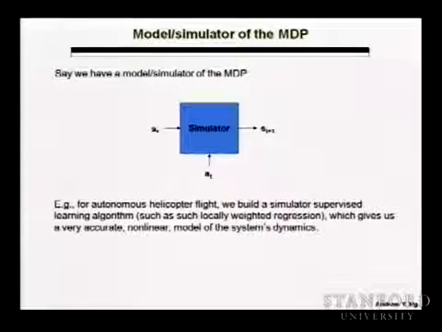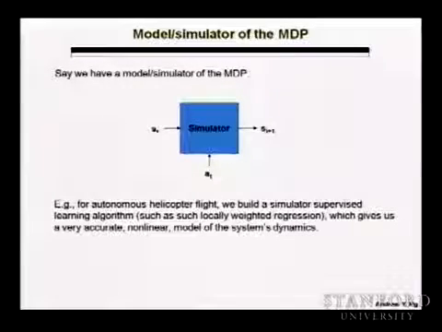So for example, for autonomous helicopter flight, you build a simulator using supervised learning, an algorithm like linear regression or locally weighted linear regression, so you can get a nonlinear model of the dynamics of what S_{t+1} is as a random function of S_t and A_t.